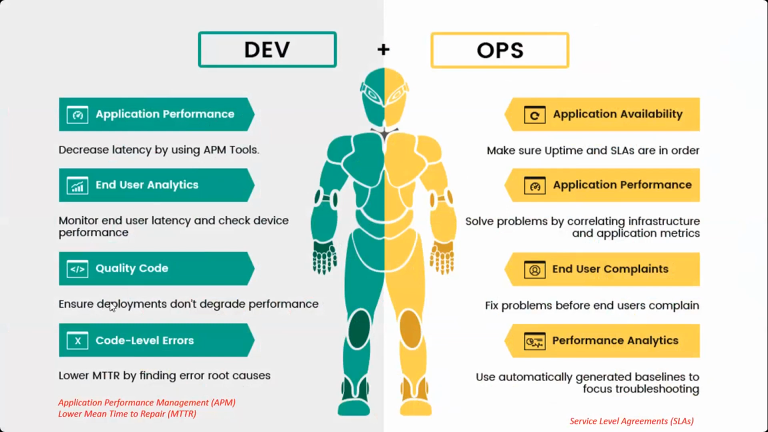Then quality of code. This ensures that deployments don't degrade the performance. So it will, of course, maintain a high standard of quality code to prevent issues in the production environment. The next is code level errors in the development team, where you have a lower MTTR, the lower mean time to repair, by finding the error root causes.